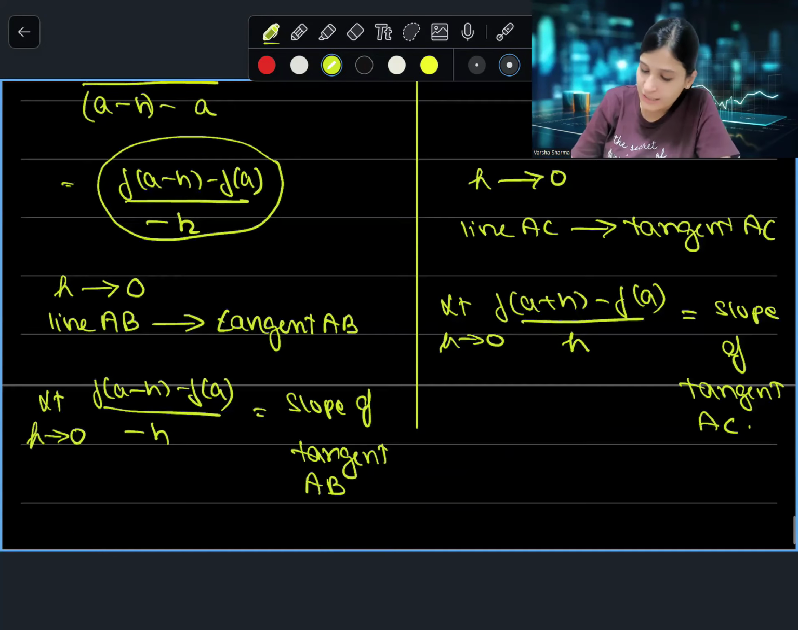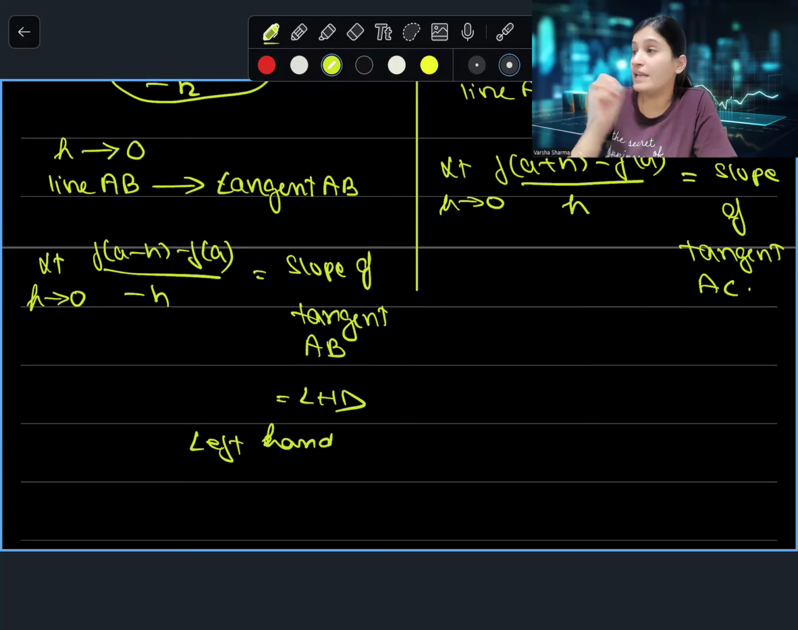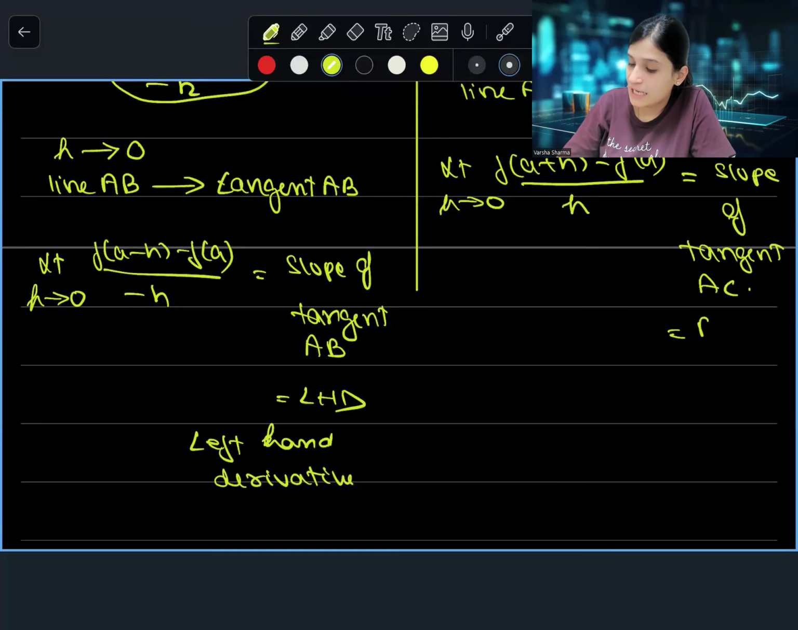Yes? So this is known as LHD, left-hand derivative. Derivative is another word for slope. So left side slope, left-hand derivative. And this was RHD, right-hand derivative.